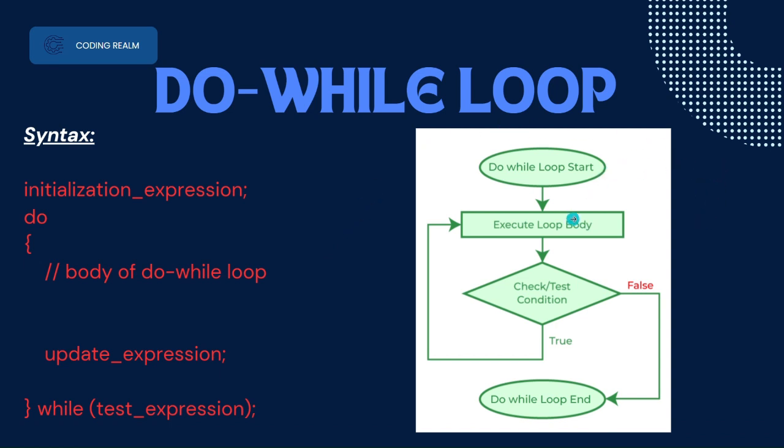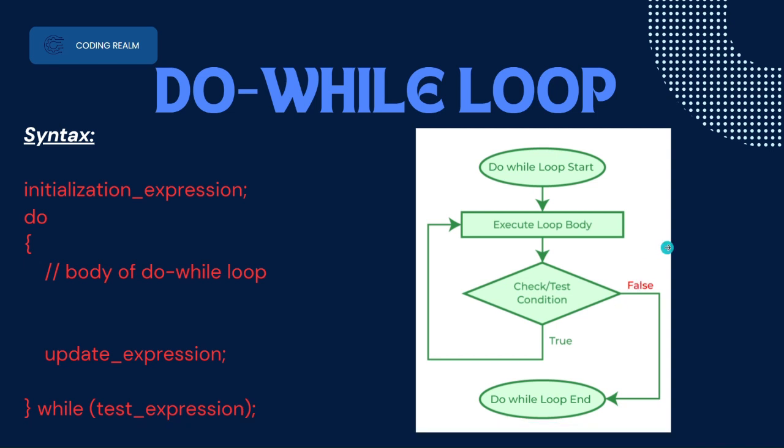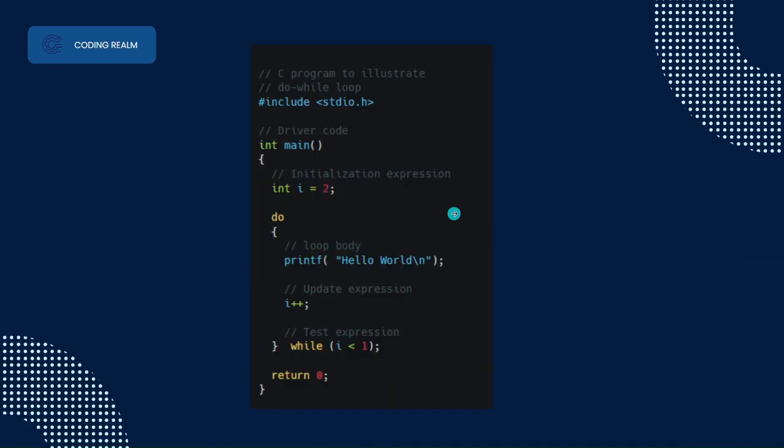And this is the flow chart. Start the loop. We have the loop body, then the condition. If the condition is true, the loop body is executed again, and if it is false, the loop ends. Let's see an example about the do while loop. Here we have the initialization expression, i = 2, do, open the braces, the loop body starts here, printf hello world, we have the update expression i++, and the while expression, and it ends with a semicolon.